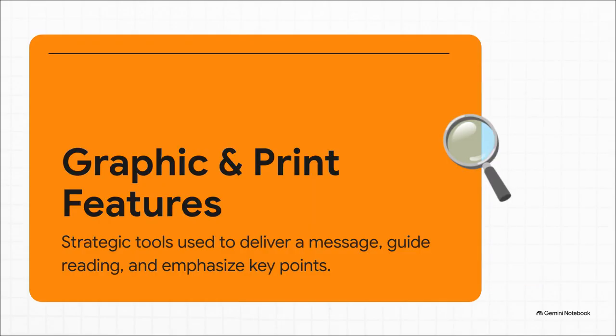So here's our core definition for the day. Graphic and print features are absolutely not random. They are strategic tools. We're talking about pictures, charts, headings, captions, and fonts. An author uses these specifically to deliver a message, to guide your reading experience, and to emphasize their most vital points. Without them, you might completely miss a critical detail or totally misunderstand the author's tone. They aren't just there to look pretty or fill empty space. They are doing heavy lifting to communicate with you.